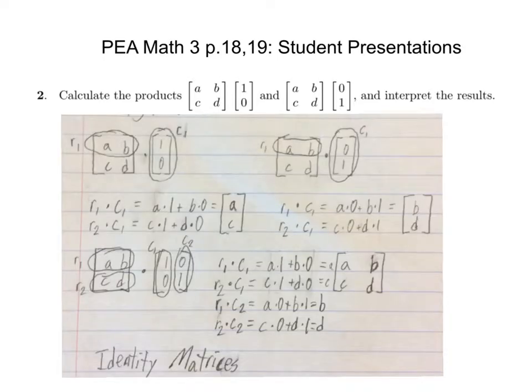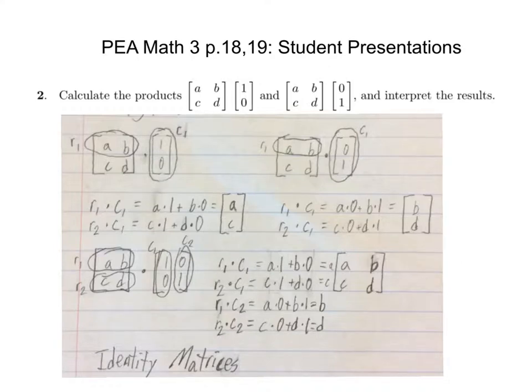So I had problem number 2 on page 18, and it says calculate the products [A B; C D] times [1; 0], and [A B; C D] times [0; 1], and interpret the results. So what I did is the row by columns. So row 1 was A and B times column 1, 1 over 0, and that's right there. And when you add those together, you get A, and then if you do row 2 times column 1, C times 1, C plus D times 0, you get C.